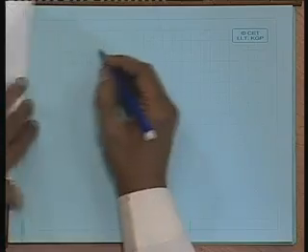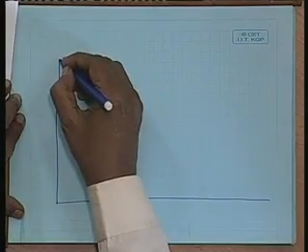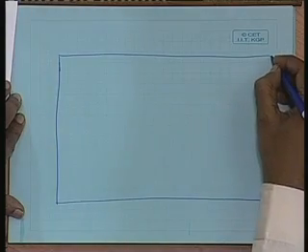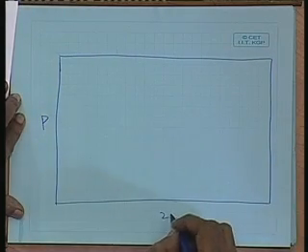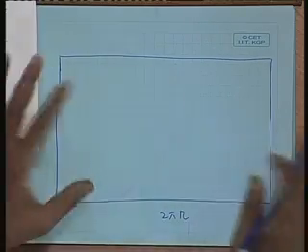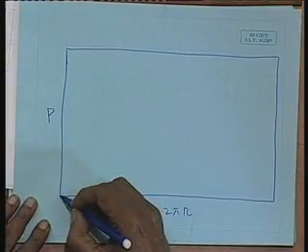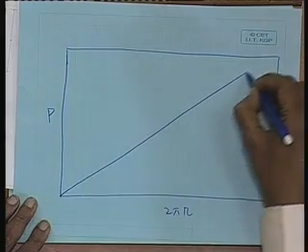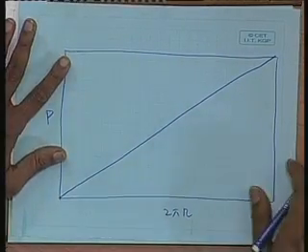What have we done? We have expanded the cylinder. This is P, this is 2 pi r, right? The cylinder was like this. I have expanded it, right? This is the helix that I had, right? So far so good.